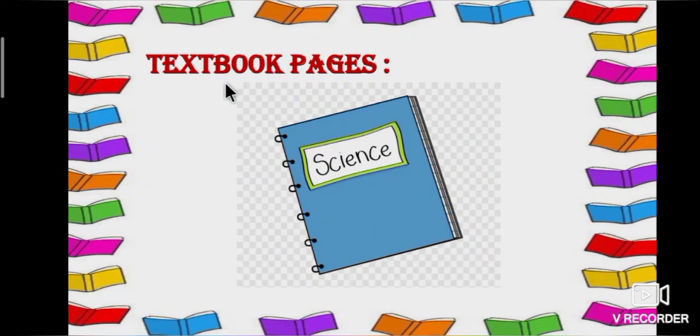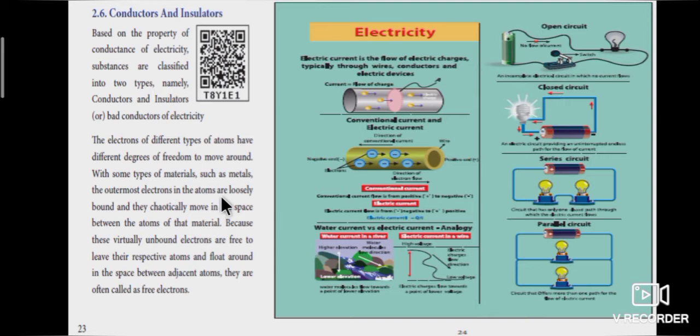Okay students, I hope you have all understood about conductors and insulators and the effects of electric current. Now let's see some textbook pages related to today's topics. Page number 23 gives an introduction about conductors and insulators. Based on the property of conductance of electricity, substances are classified into two types. First one, conductors; second one, insulators.